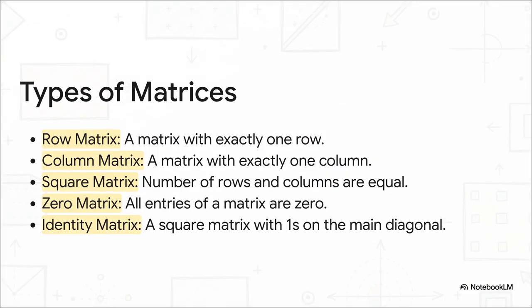Now, not all matrices are created equal. They come in a few different flavors. You've got your row matrix, which is just one single row, and your column matrix, which is one single column. Pretty self-explanatory. If the rows and columns are the same, we call it a square matrix. Then there are a couple of special players. The zero matrix, no surprises there, it's full of zeros, and the identity matrix. That's a square one with a clean line of ones running down the diagonal. Keep that one in the back of your mind. Trust me, it's a VIP.